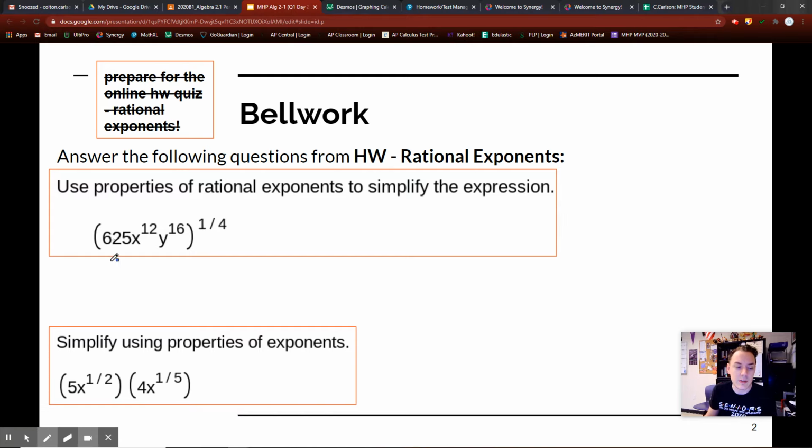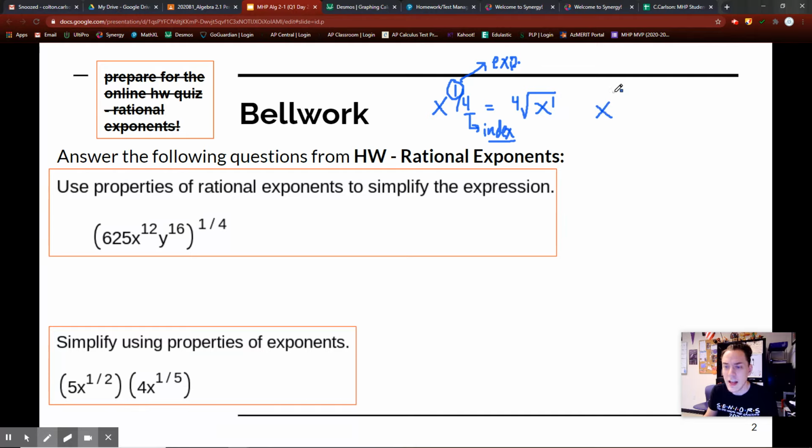So right here, we have 625 in parentheses times x to the 12th times y to the 16th, all to the power of 1/4. Now remember, if I have x to the 1/4, this means my 4 is my index, and that 1 is my exponent within that radical. So that 1 is what we call the exponent, and that 4 is what we call the index. So just remember that.